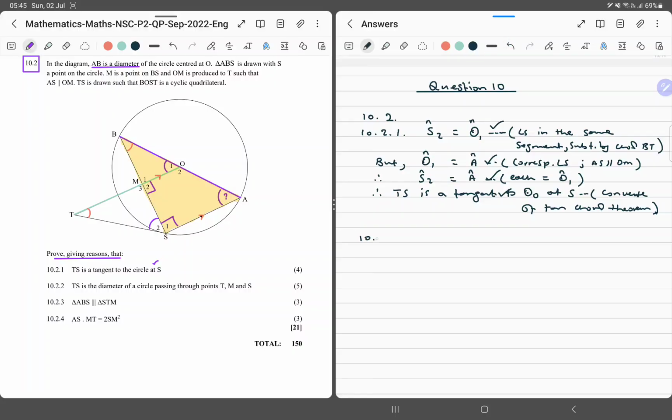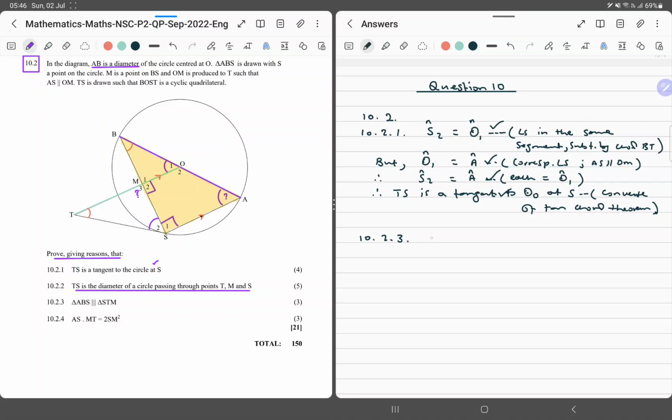So let's do 10.2.3. It says prove that TS is a diameter of the circle passing through those points T, M, and S. Now, how will we prove that? Obvious. We just have to say this is 90 degrees, because if we prove that, the angle in the semicircle is 90 degrees. So this is very easy, but we need to account for S1 and M3.